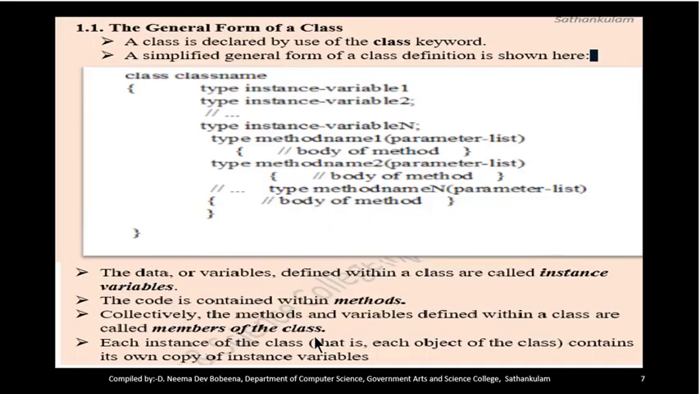Now we'll see a simple program for declaring a class, defining a class. Class A, and declaring two variables a, b. These two are the instance variables.